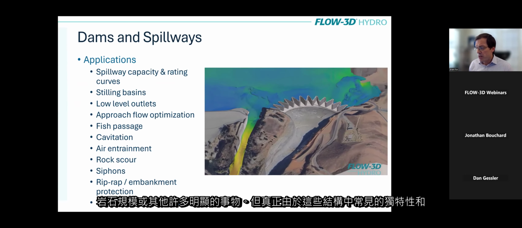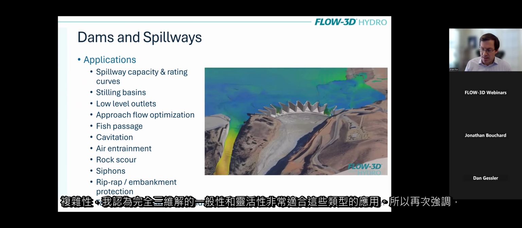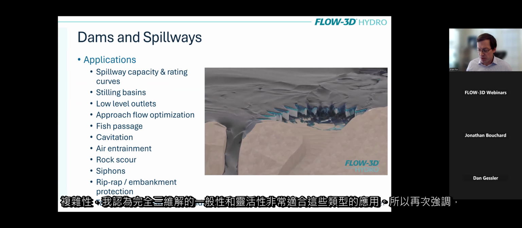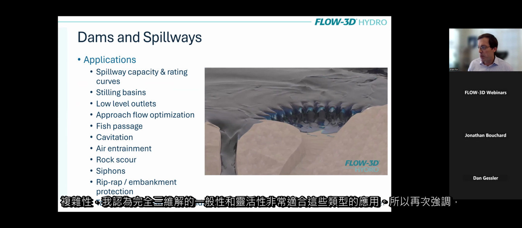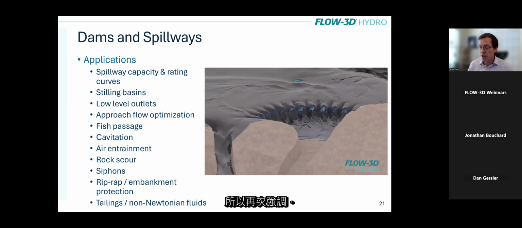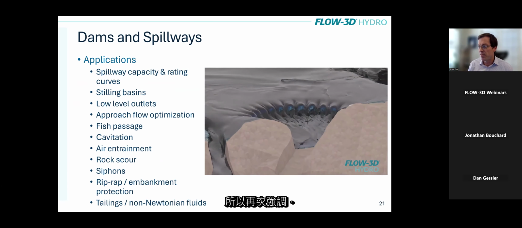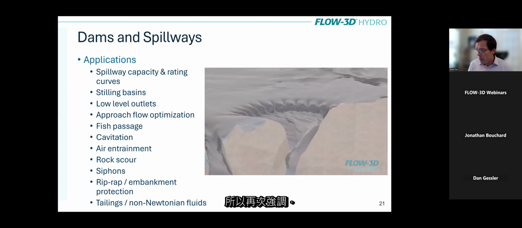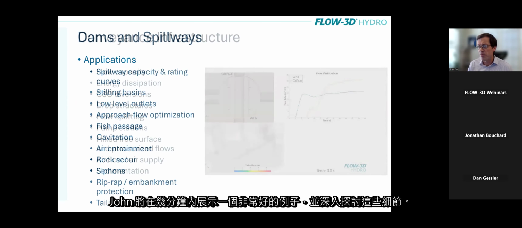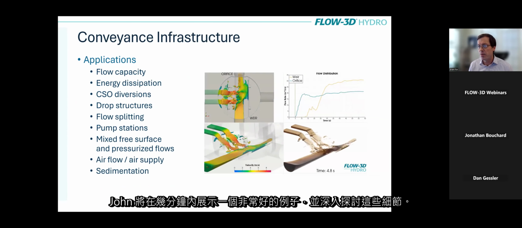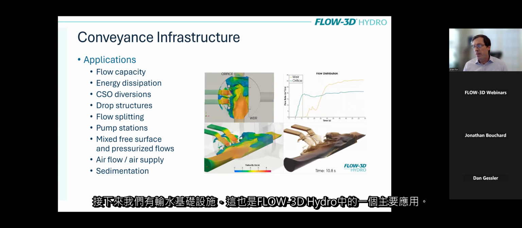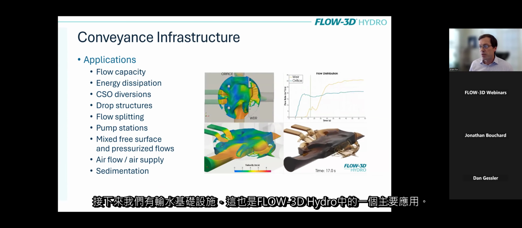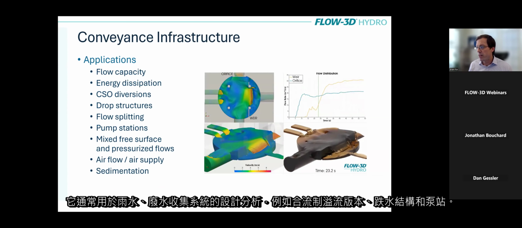But really, because of the uniqueness and the complexity that you often see in these structures, I think the generality and the flexibility of a fully 3D solution is really going to be well suited to these types of applications. And so again, John's going to show a really great example in a few minutes and dig into the details of those. Then next we have conveyance infrastructure, which is also a major application in Flow3D HYDRO.